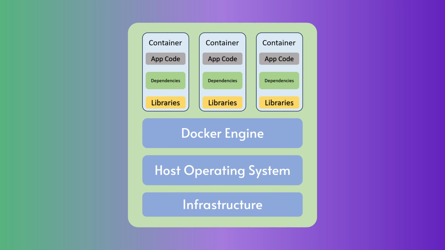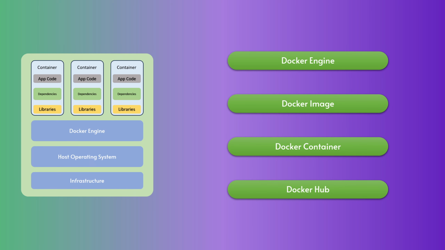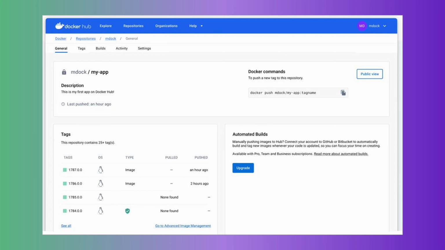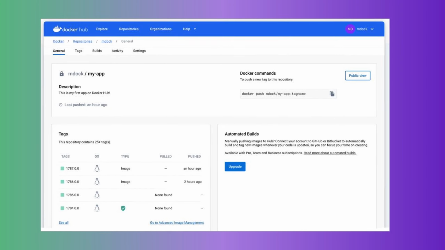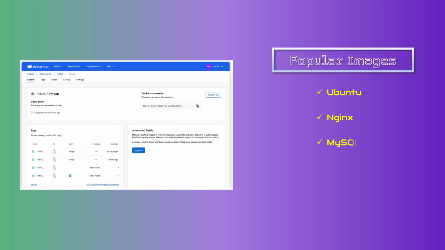Docker Engine, the core software that creates and manages containers. Docker Image, a blueprint or template used to create containers. Docker Container, a running instance of a Docker image. Docker Hub is an online repository where developers share Docker images. Popular images include Ubuntu, Nginx, MySQL, and Redis. You can download these images and start using them immediately.